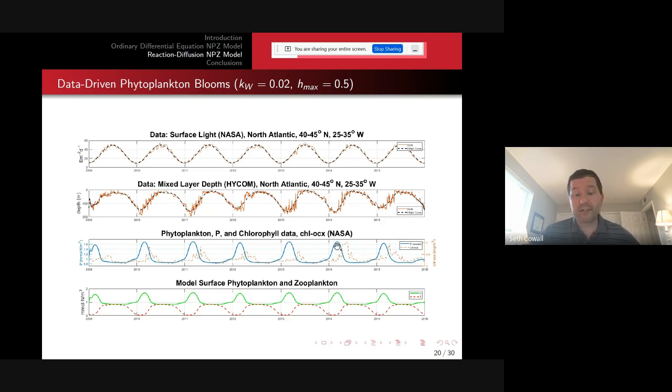So don't compare the height of the blue curve versus the height of the orange curve, because that's not a fair comparison. But what we do have is the overall structure of a bloom, and then a bounce, then a bloom and a bounce, although we are noticeably out of phase, which is not the best.